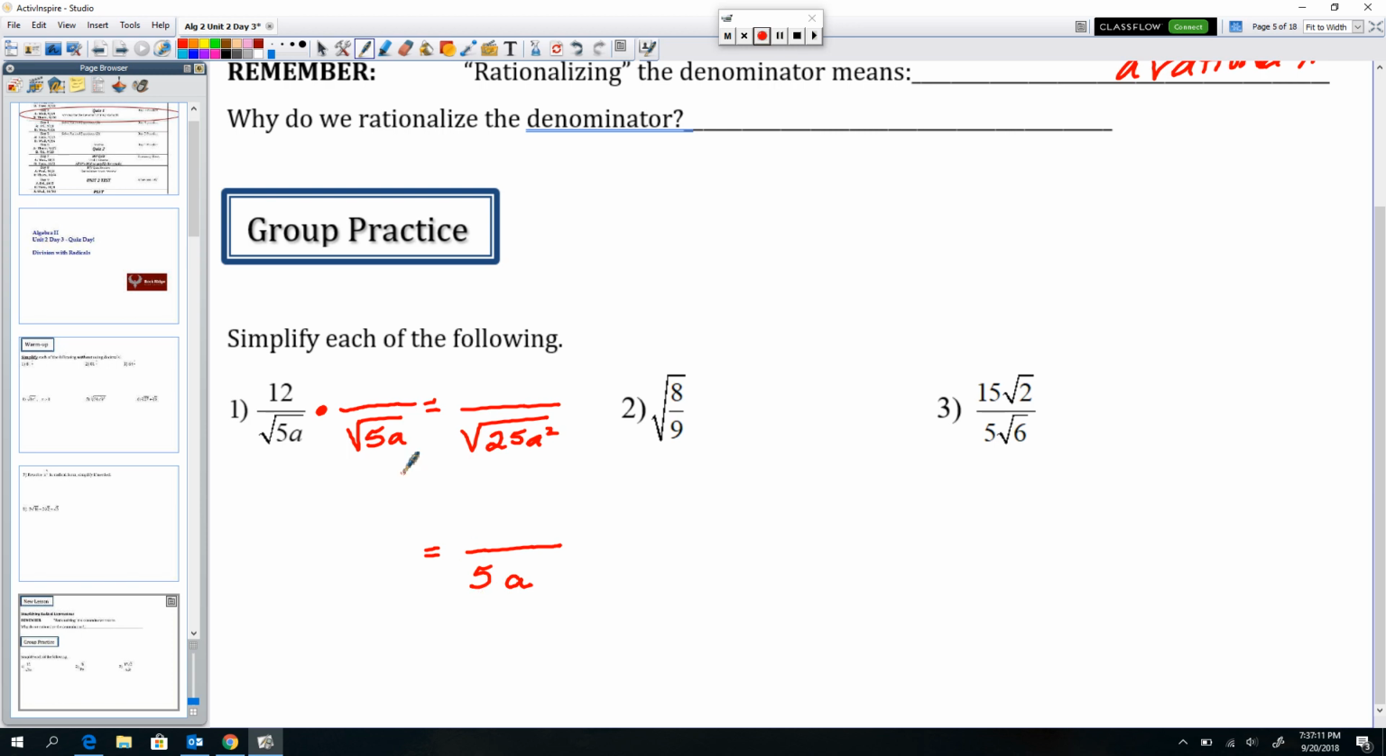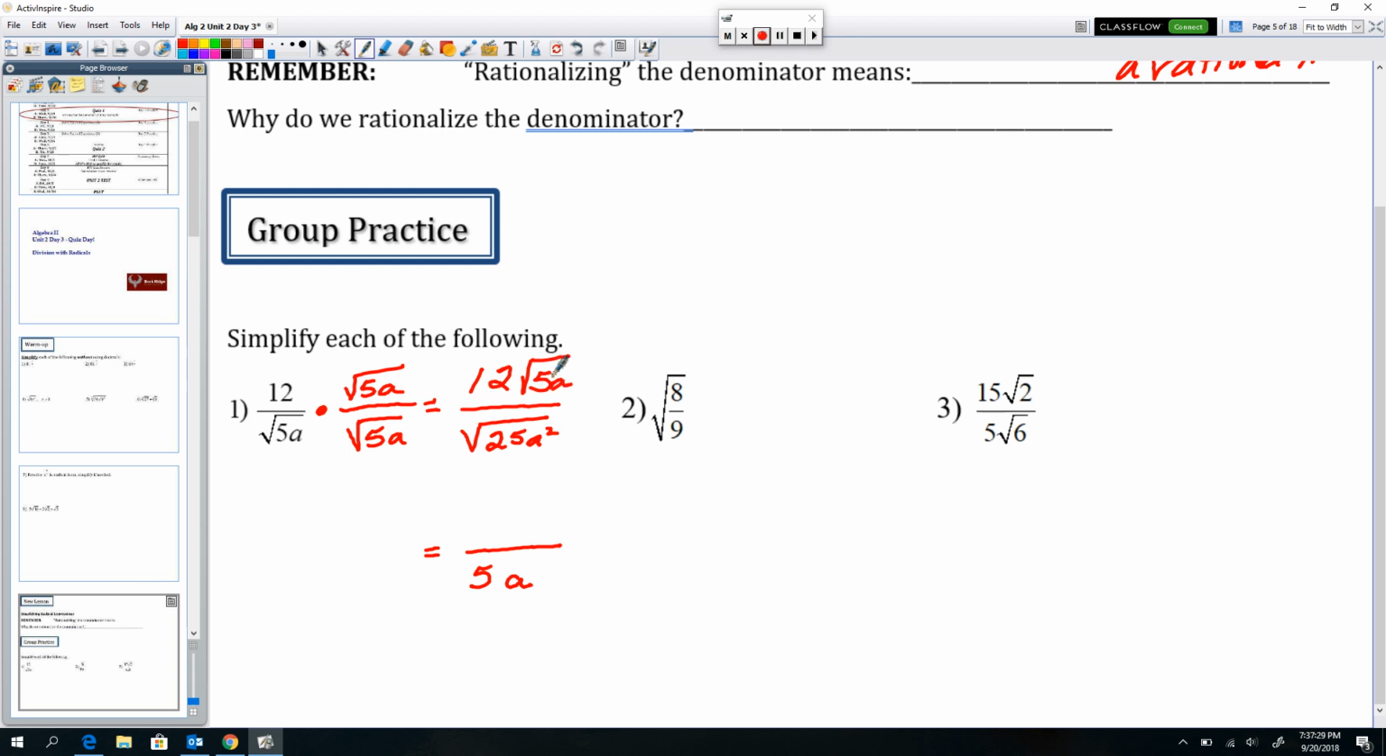Now don't forget, whatever we do to the bottom, we have to do to the top, because we have to make sure that we're multiplying by a version of 1. Otherwise, we're changing the chemical makeup of this, okay? So make sure that you multiply by a version of 1. Whatever you do to the bottom, go ahead and victimize the top by that, right? So make the 12 a victim of what you had to do.